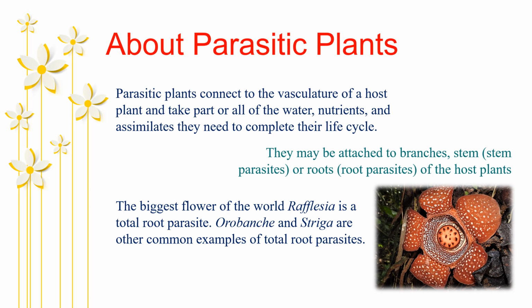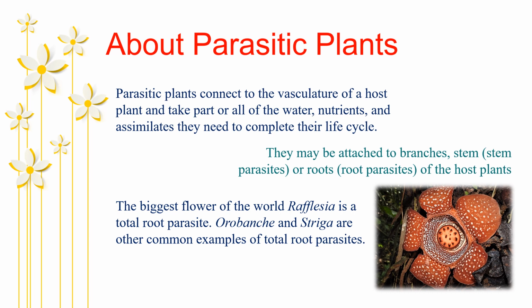They range from herbaceous plants to large trees, as well as highly reduced parasites that grow embedded in their host and lack leaves and roots. They may be attached to the branch or the root of the host plants. If they attach to the stem of the host plant, they are known as stem parasites, and if they attach to the root of the host plant, they are called root parasites.